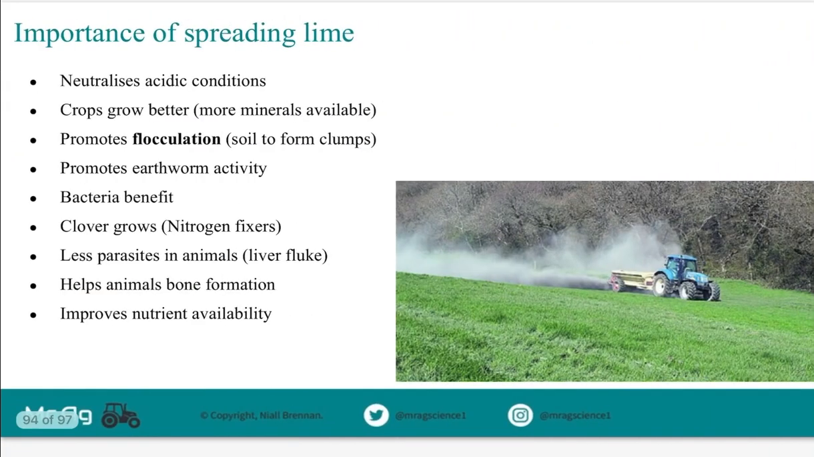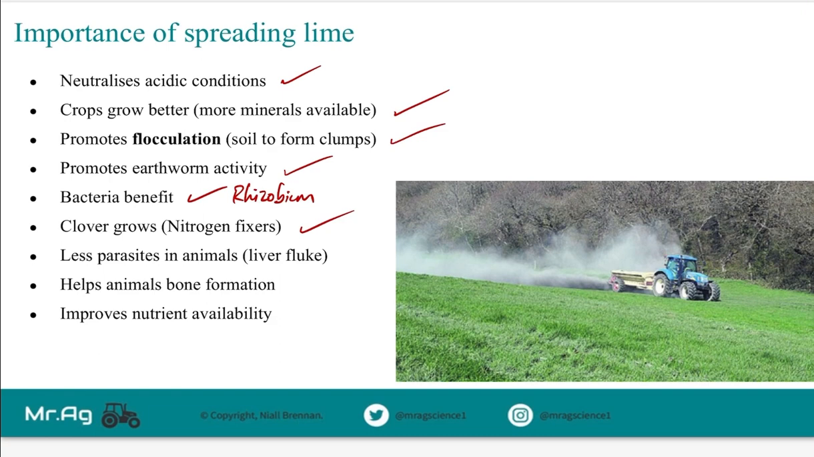So here are some of the importance or the advantages of spreading lime. It neutralizes acidic conditions, crops grow better, promotes flocculation, promotes earthworm activity, which is going to improve the drainage, the aeration, the structure, the organic matter of your soil. Bacteria benefits, so hopefully encourage more rhizobium bacteria for your clover. More clover grows, which fixes nitrogen from the atmosphere. That means you need less fertilizer, lower your cost, increase your profit.